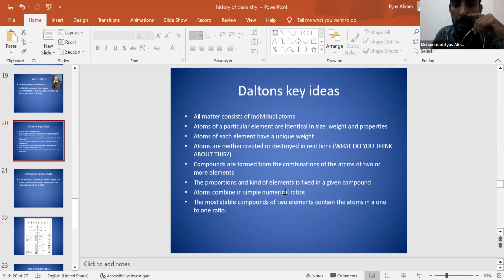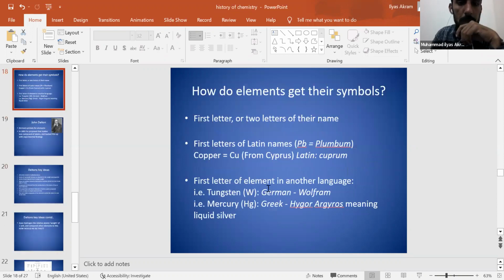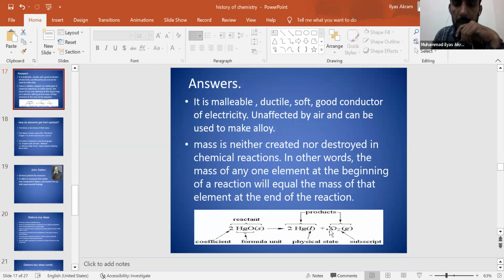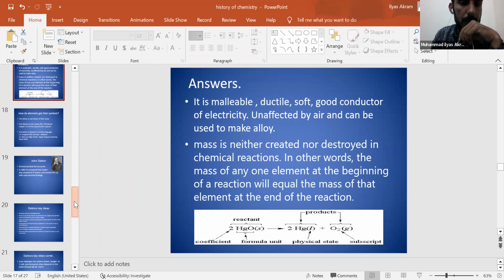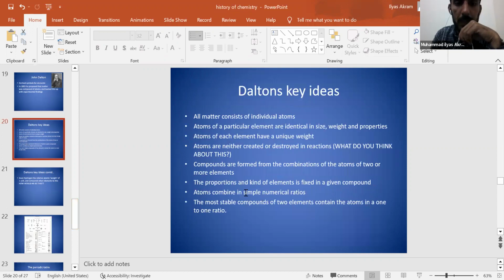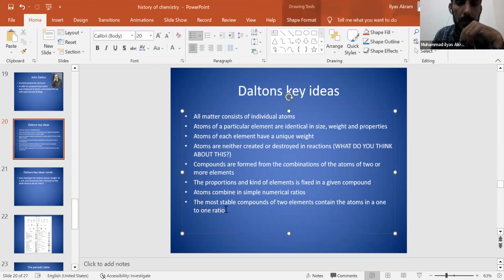So atoms combine in a simple numerical ratio. The numerical ratio may be 2:1, 2:2, or 2:3. That is the ratio of 2:1, so it is a total of 3, and this is the proportion of atoms. Atoms combine in simple numerical ratios. The most stable compound of two elements contains the atoms in a 1:1 ratio. So if they are containing 1:1, that will be the simplest and most stable form of compound.